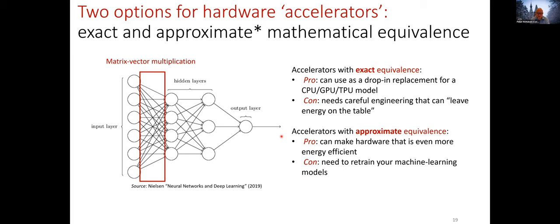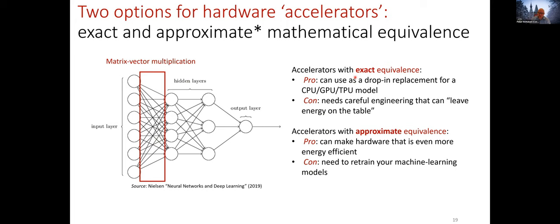But the con of this approach is now the weights that were trained for this multi-layer perceptron on the left on a computer are essentially almost meaningless for something that doesn't exactly do this mathematical operation anymore. So now you need to retrain your models.